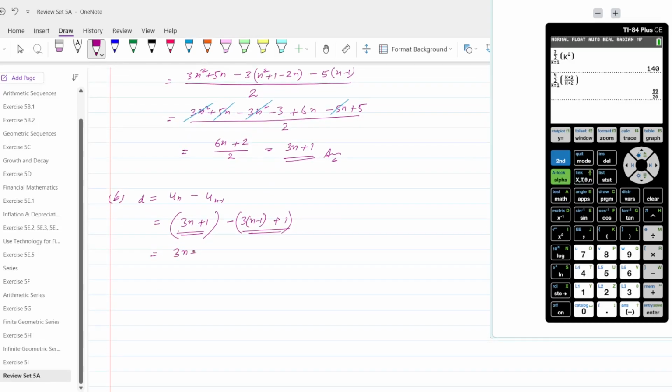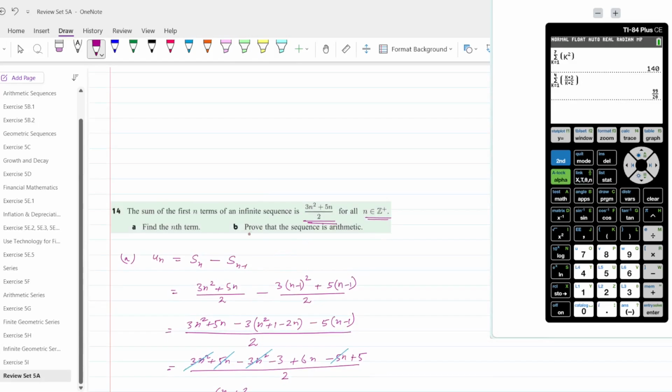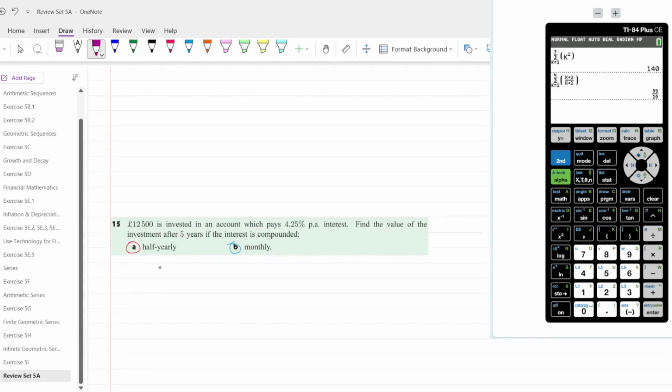This becomes 3n + 1 minus 3n minus 3 + 1. So 3n + 1 minus 3n minus 2. So this is 3n + 1 minus 3n + 2. Now we know 3n cancels −3n, and this comes out to be 3. Since the common difference is a constant, hence it is an arithmetic sequence. Let's go to the next problem.